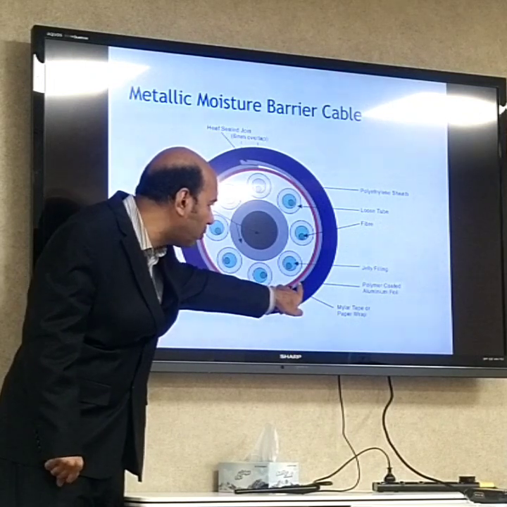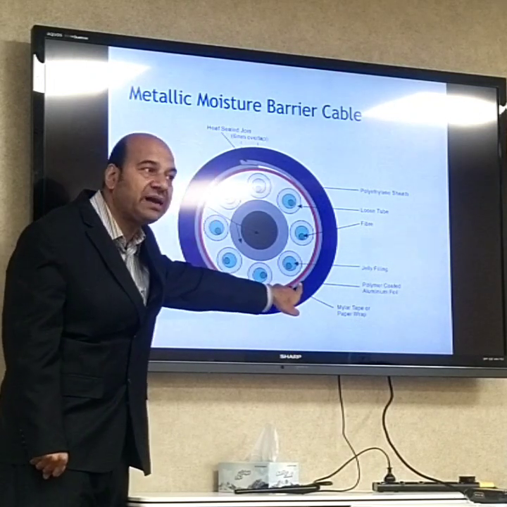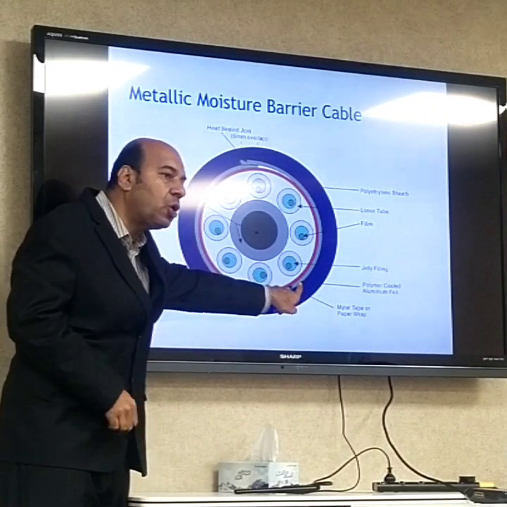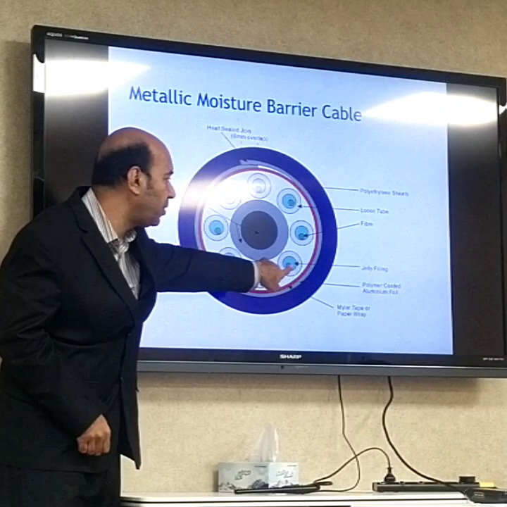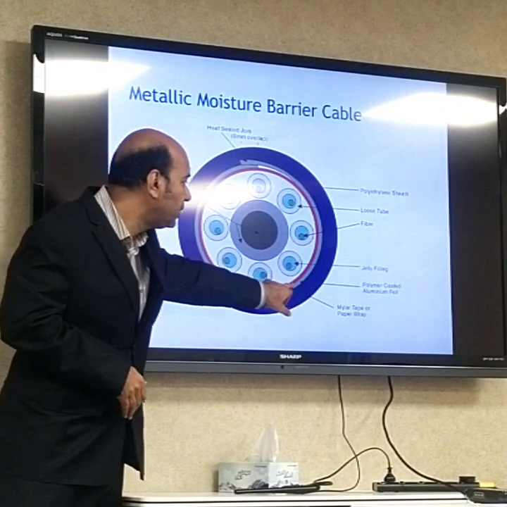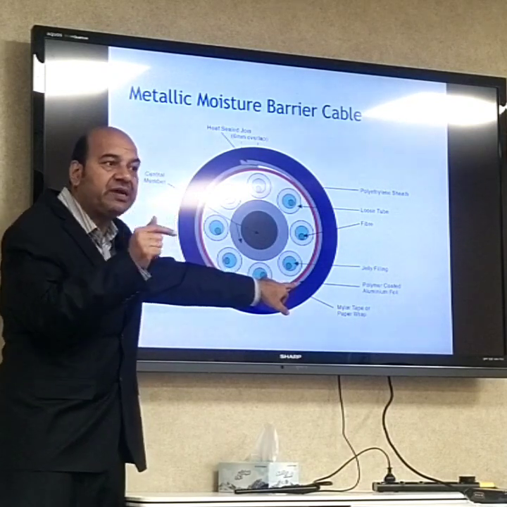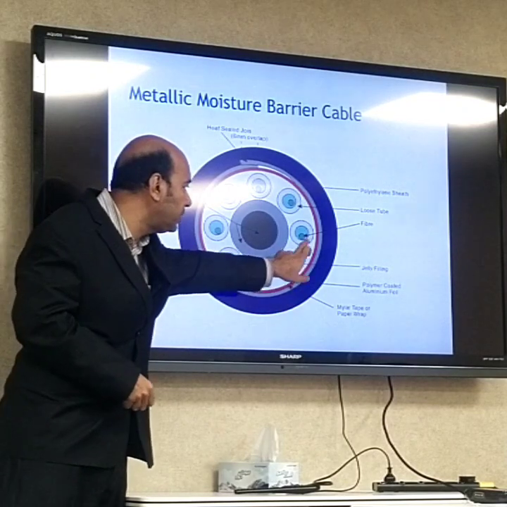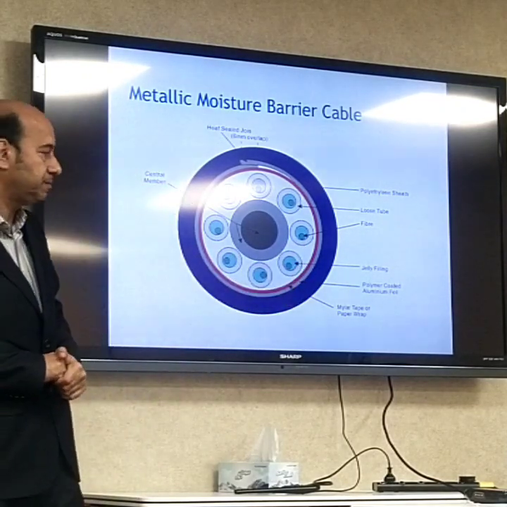This layer is a polymer coated aluminum foil, which also acts as water blocking. So if the water penetrates and goes beyond this layer, it will be blocked by the jelly filling. So there are two layers of water blocking. The first one is the aluminum foil. If water manages to penetrate the aluminum foil, it will be blocked by the jelly filling.